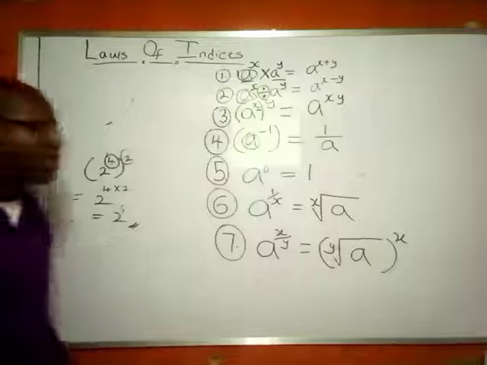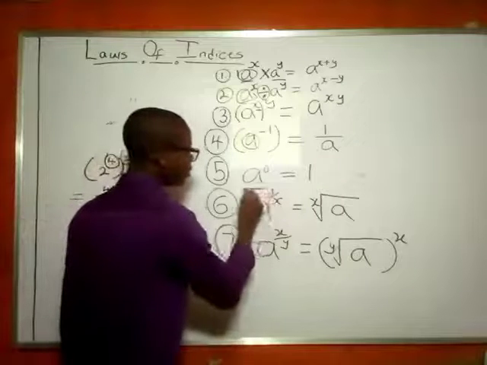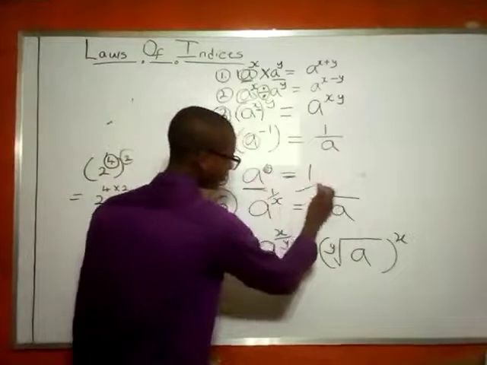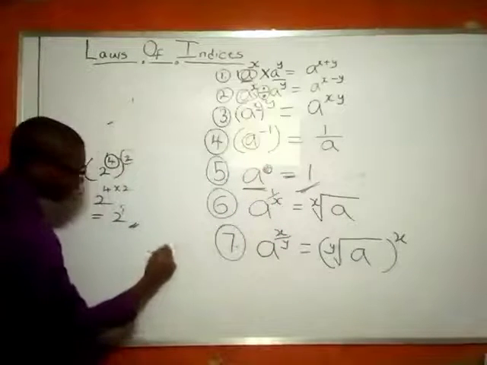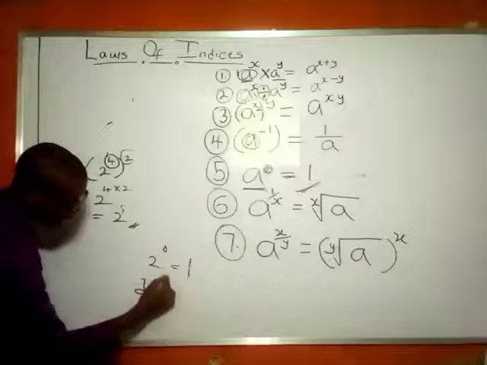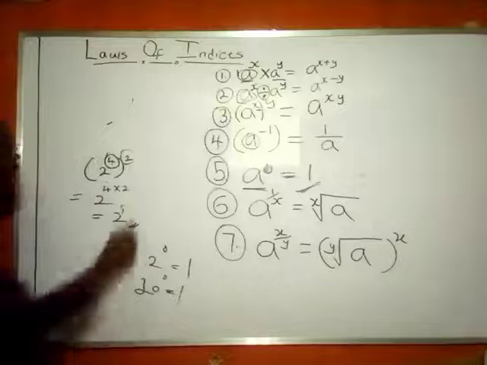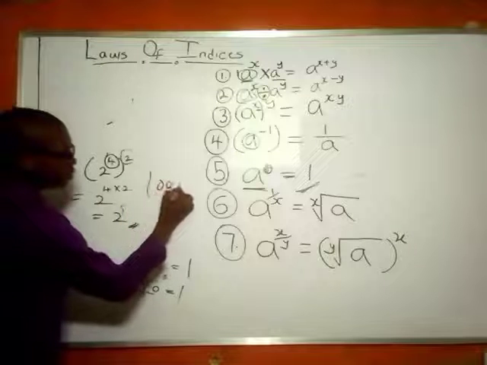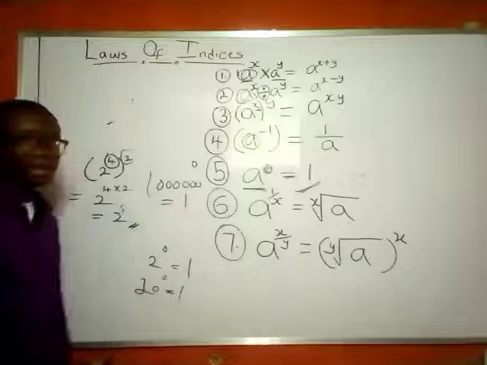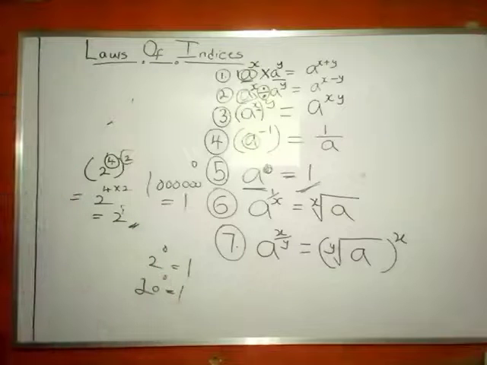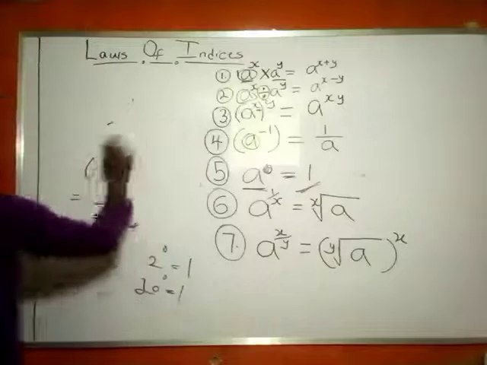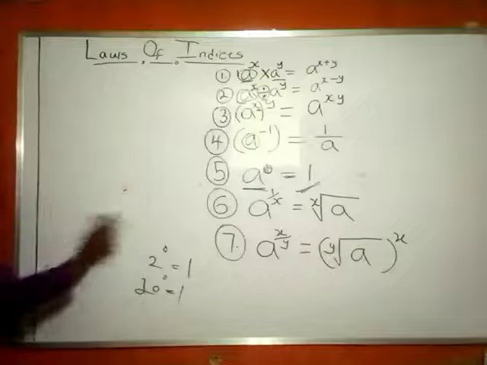Now this fifth law says any variable raised to power 0 will give us 1. If we have 2 raised to power 0, it will be equal to 1. 20 raised to power 0 will be equal to 1. 1 million raised to power 0 will also be equal to 1. Anything, that is x raised to power 0, will also be equal to 1. 4 raised to power 0 equal to 1.